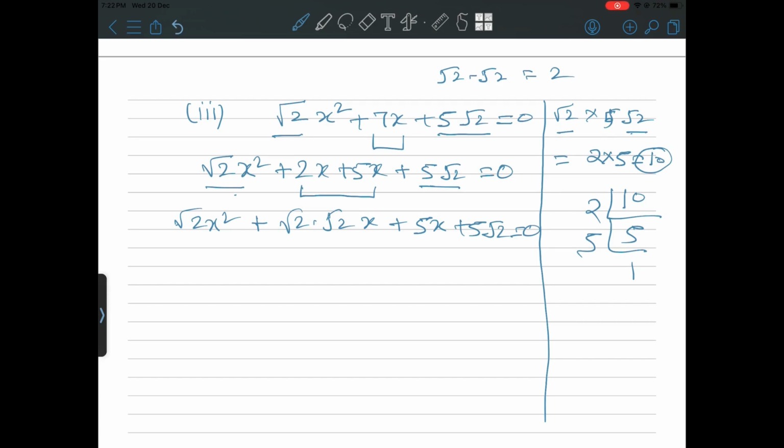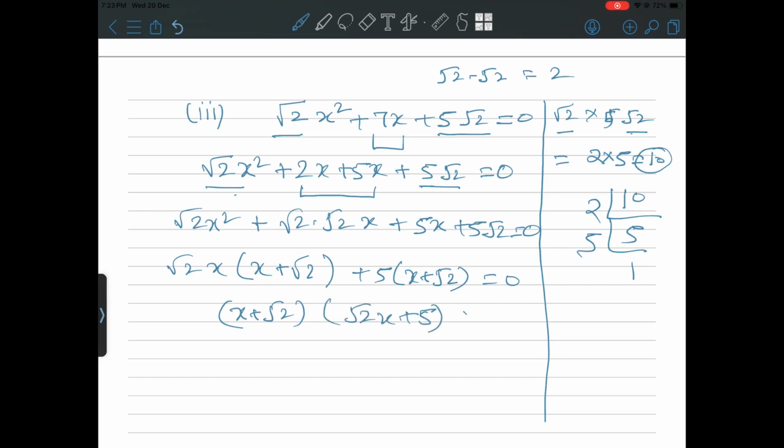So now what you can do, you can take root 2 x as a common. So now you get x plus root 2, right? That's it. Okay. So you get the x plus root 2. Then what you do? You also take 5 common here. You get the x plus root 2 is equal to 0. Now you can see that x plus root 2 is common. So x plus root 2, then root 2x plus 5 is equal to 0.